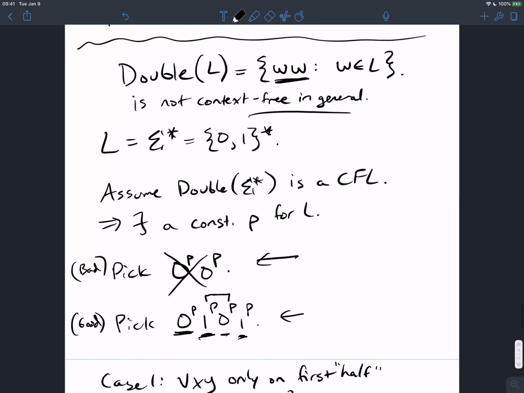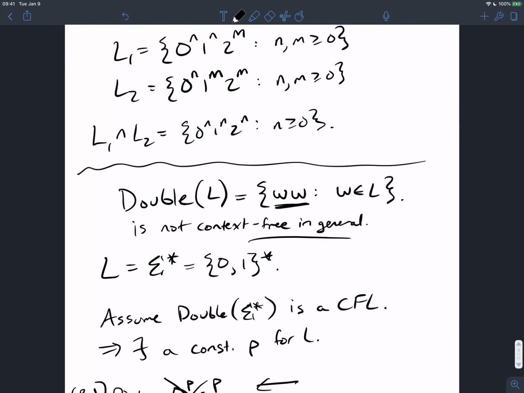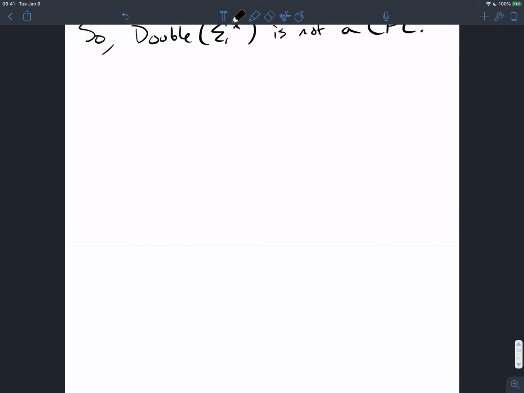But most of the time, like for the 0 to the n, 1 to the n, 2 to the n case, it's much easier to see what string to put there. Like, if we wanted to show that perfect squares wasn't context-free, for example, then you would pick 0 to the p squared, because that's pretty much what the definition of the language is. A common technique, as some people already here know, is to substitute the n in the language definition with p. And that usually works.